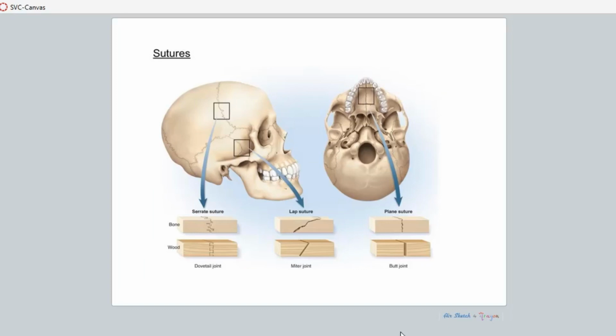These are some different types of sutures. These serrated sutures, what are called lap sutures, plain sutures. This is just for your personal reference here.